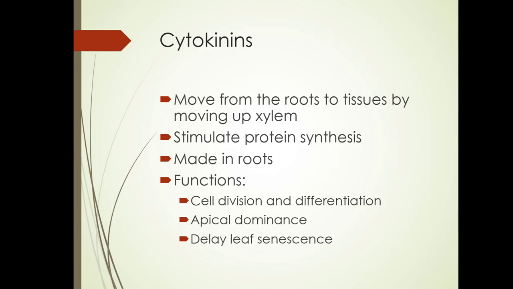Okay, cytokinins move from the roots to tissues by moving up the xylem. It stimulates protein synthesis. It's made in the roots. Functions include cell division and differentiation, apical dominance, and then a delay of leaf senescence or aging.